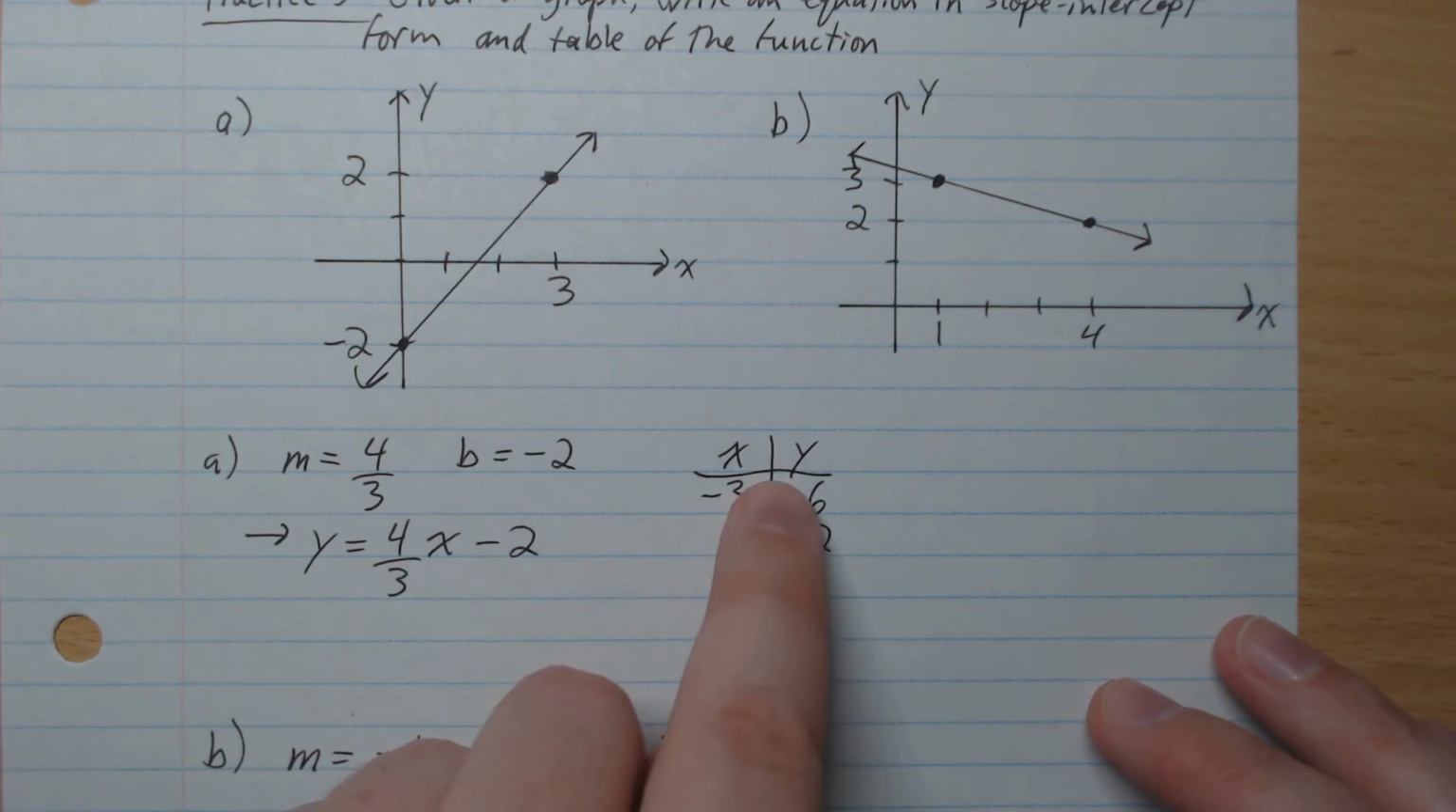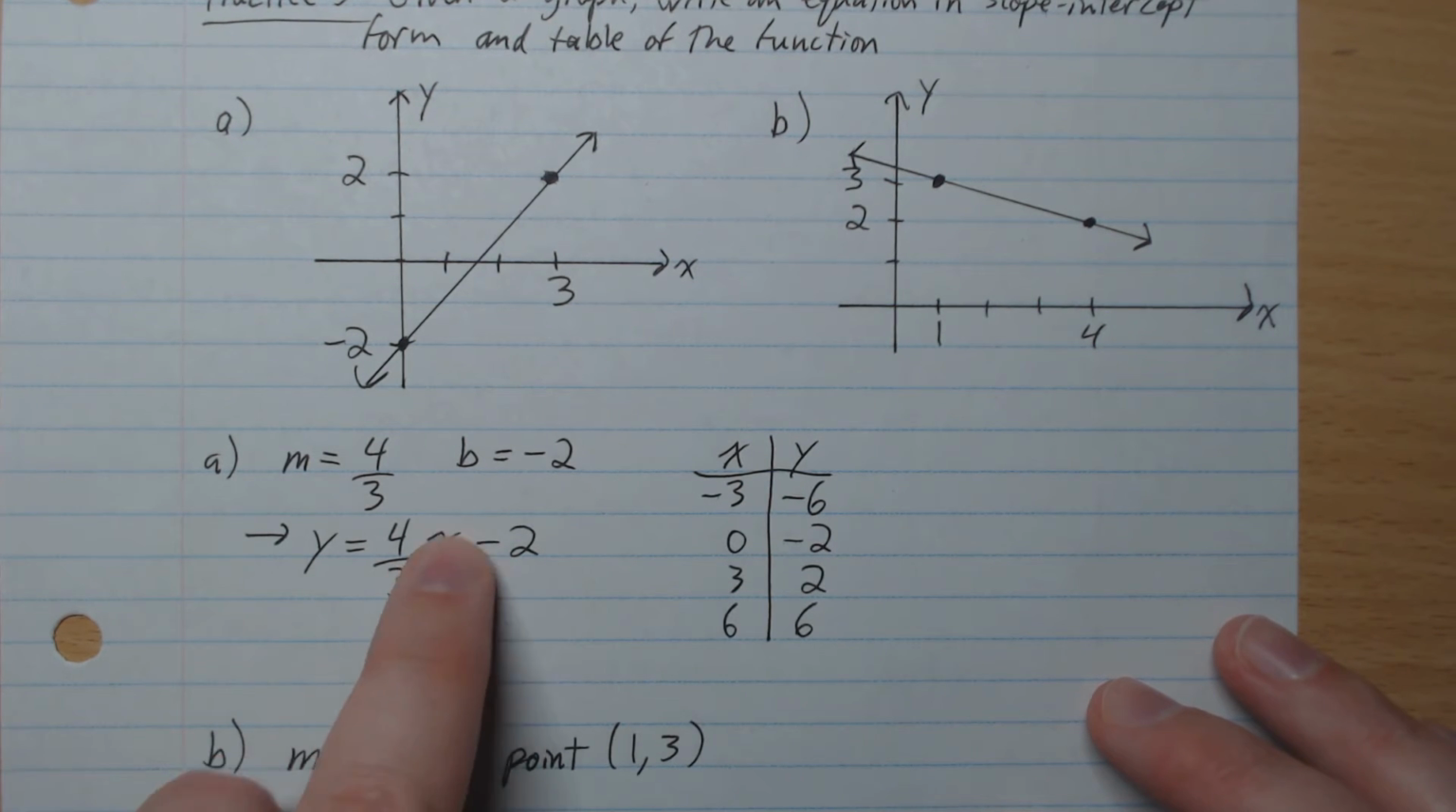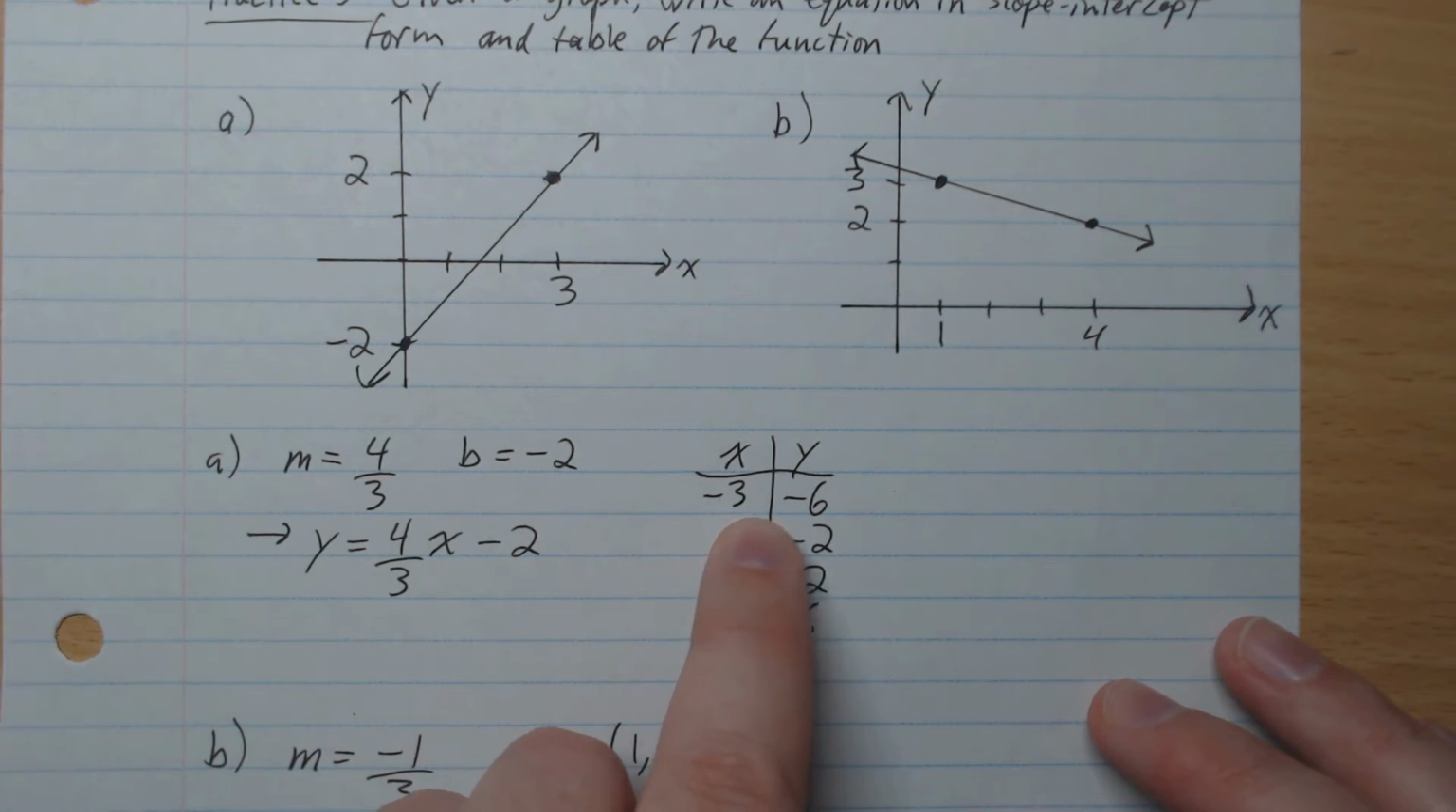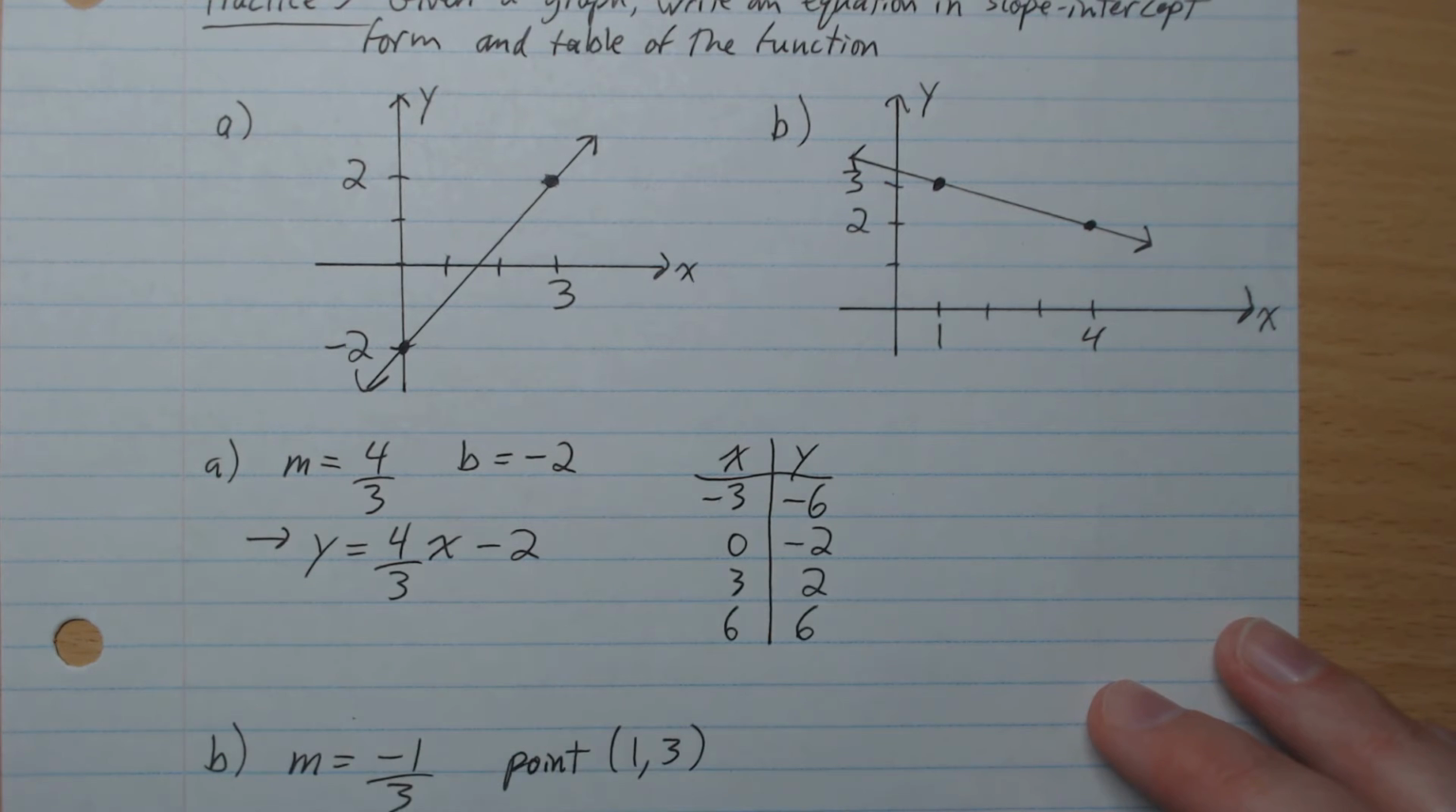And now we're going to start at -3 because 3 over 3 makes it integers here. So -3, plug that in, you get -6. So we're going to go up by 3 for x, up by 4 for y, up by 3 for x, up by 4 for y. And so there is the table of the function.